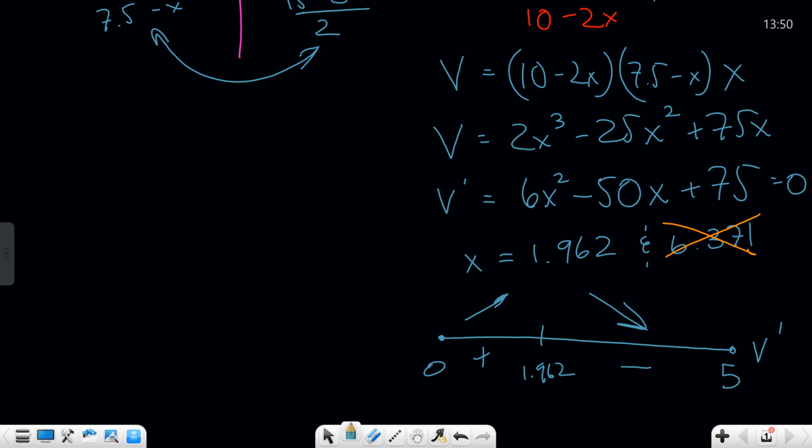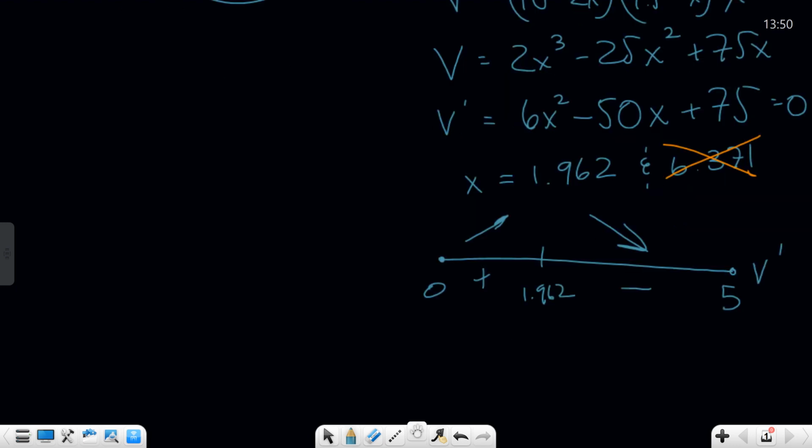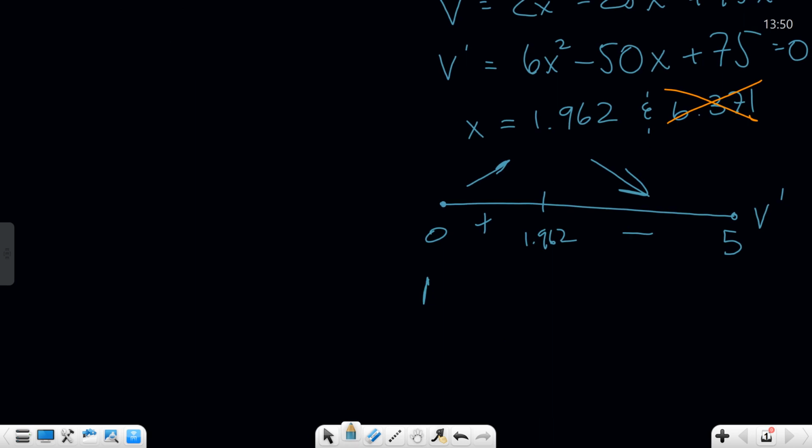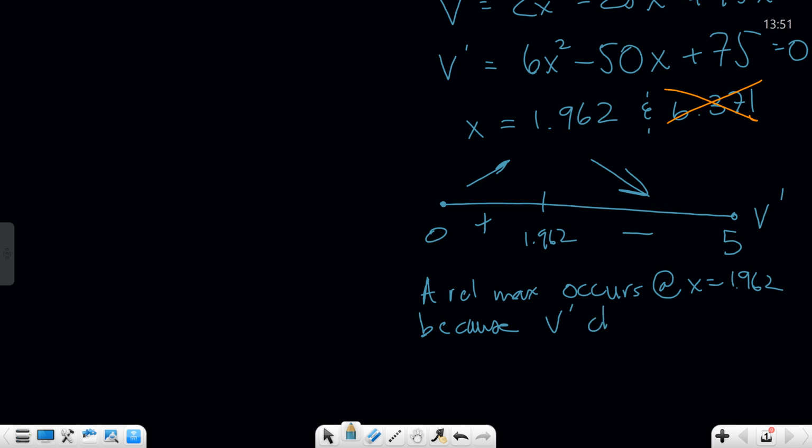All right. What does that tell me? It is a max. A relative max occurs at x equals 1.962 because v prime changes from positive to negative. Beautiful. Last thing, answer the question.